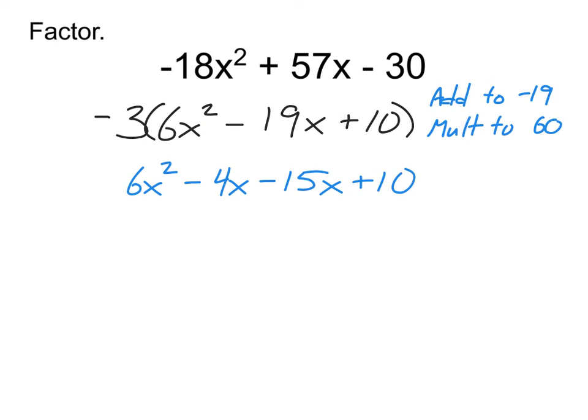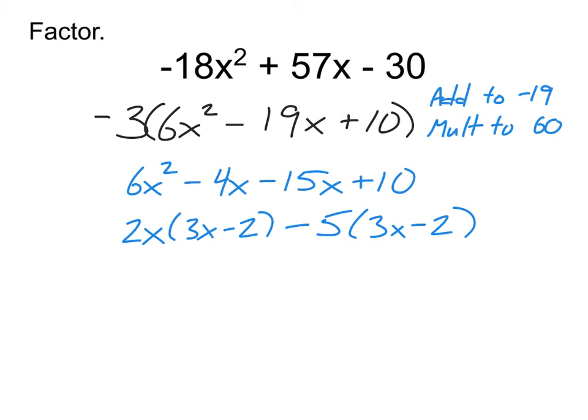Then go ahead and factor out of those first two terms. I can pull a 2x out of both of those. And then factor out of the second two terms. Again, I want that x term to be positive, so factor out a negative 5. And then we can go ahead and finish factoring it out from there. So we end up with 3x minus 2 times 2x minus 5.